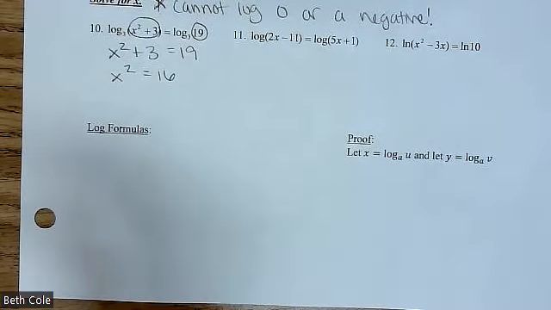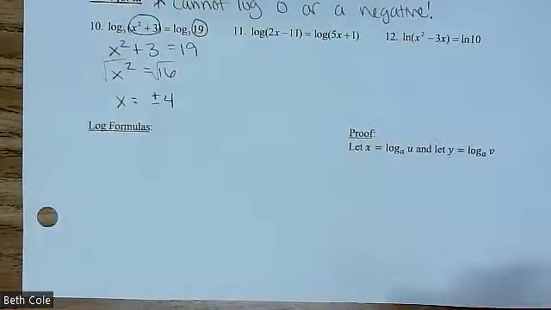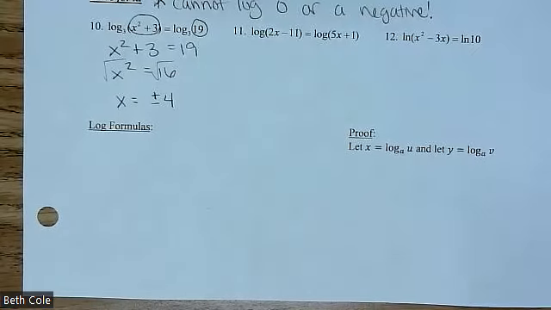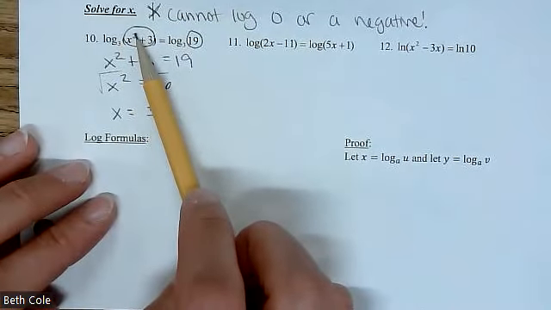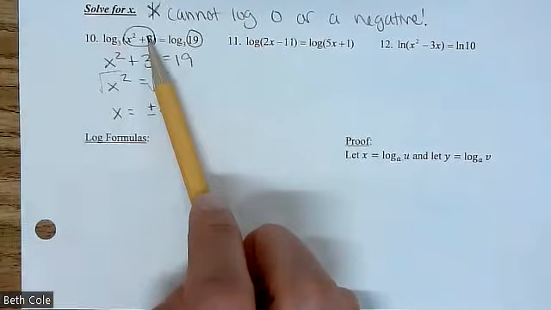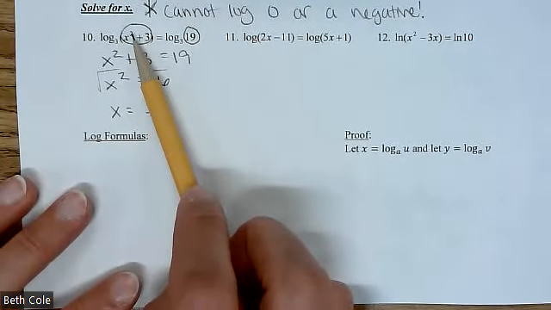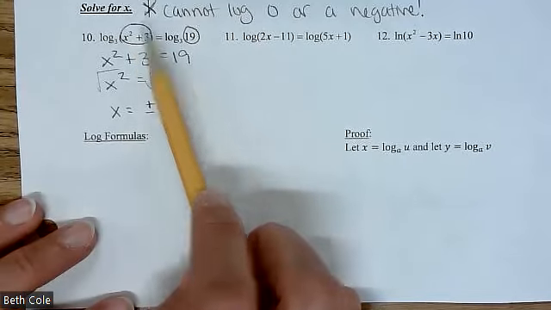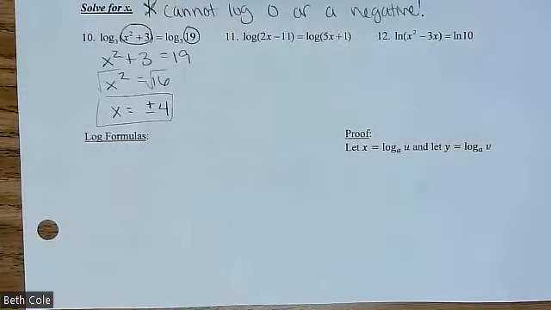And then you square root. So what's the square root of 16? Plus or minus 4. Now let's check them. It's okay to get a negative answer as long as when you plug it back in, you're not doing a log of a negative number. So let's do positive 4 first. 4 squared, 16 plus 3, 19. That's positive. We're good. If you plug in negative 4, squared, 16 plus 3, 19. So you get to keep them both. Again, you can have a negative answer. You just can't get a negative logarithm when you plug it back in.